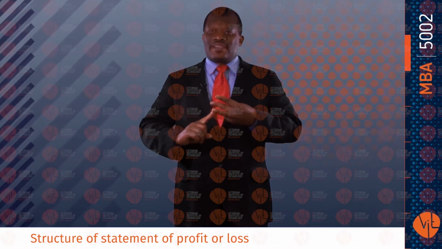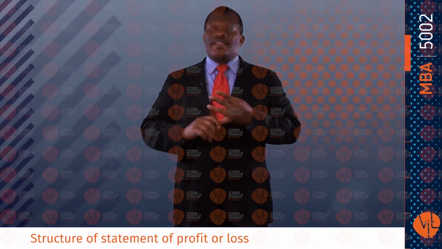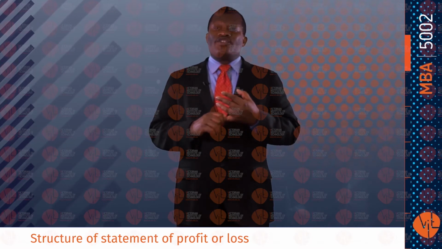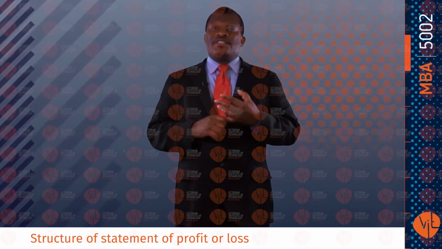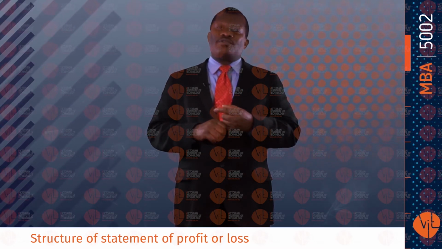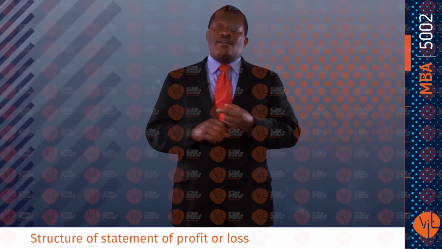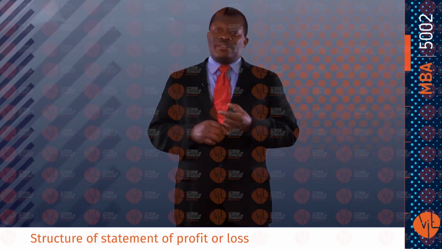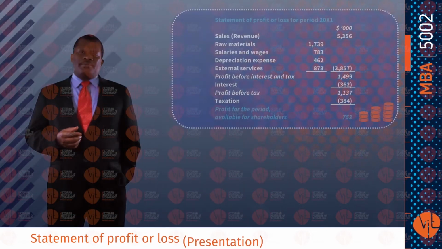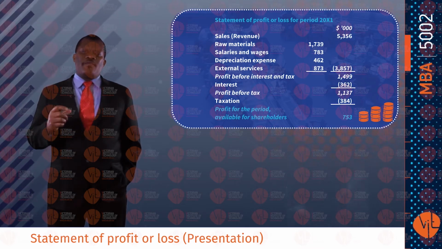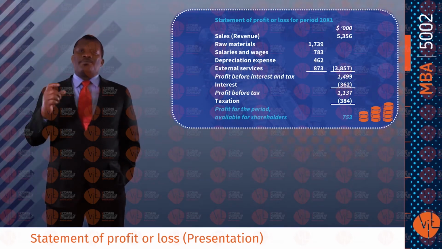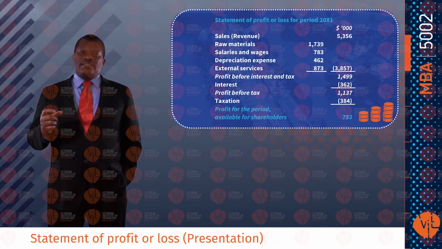You need to pay tax on that. Whatever is left is then shared or distributed partly to the shareholders, and part also goes into the organization for reinvestment. So as you can see from this sample of statement of profit and loss, you can see the performance of the organization up to profit before interest and tax.